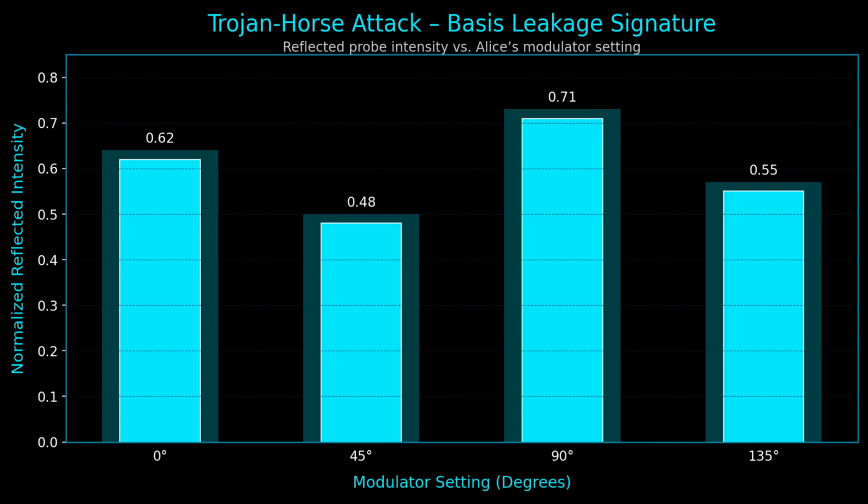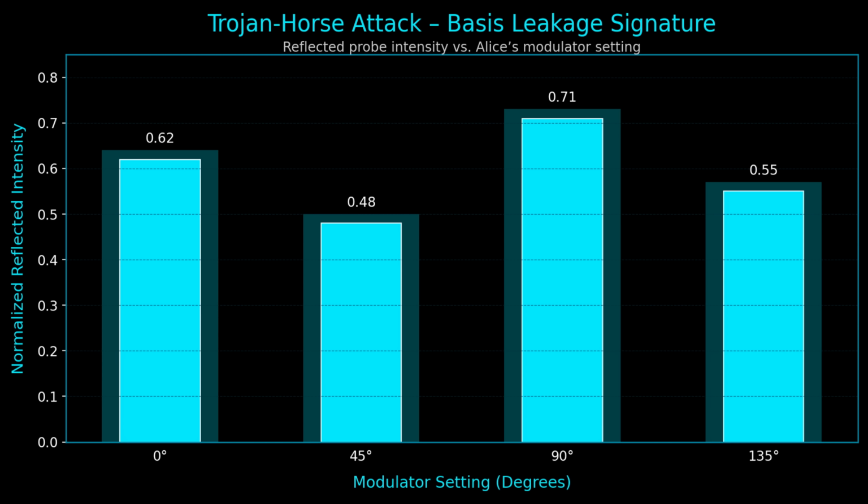Eve can now tailor her eavesdropping strategy to match the exact preparation states, dramatically increasing her information gain while keeping the quantum bit error rate artificially low. This is why wavelength injection attacks are considered one of the most dangerous practical threats to early QKD systems.